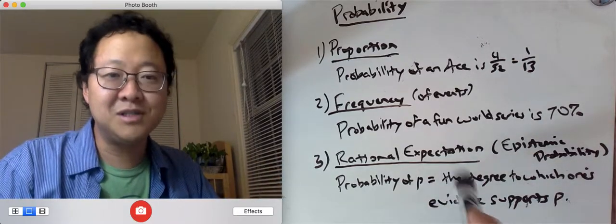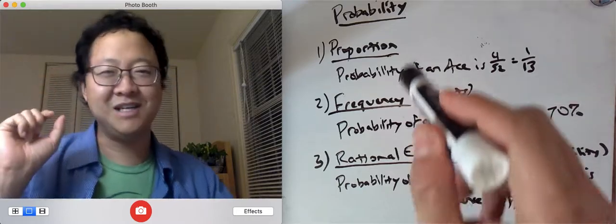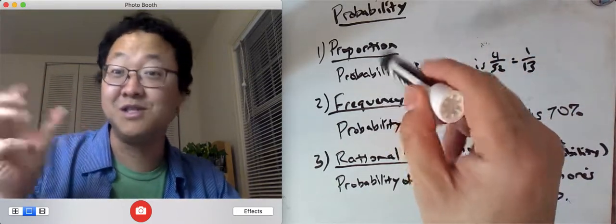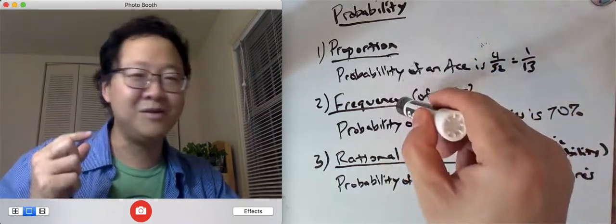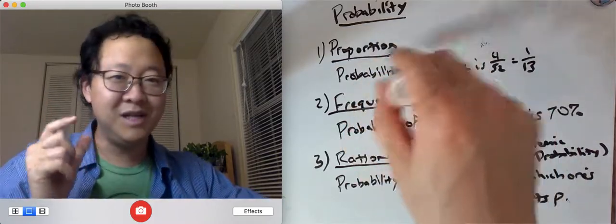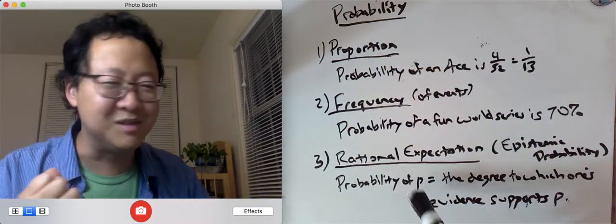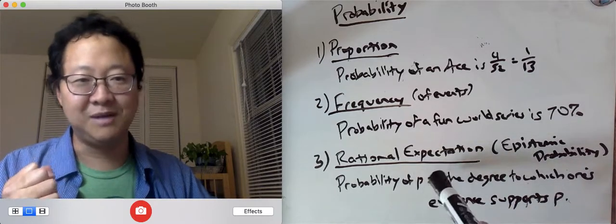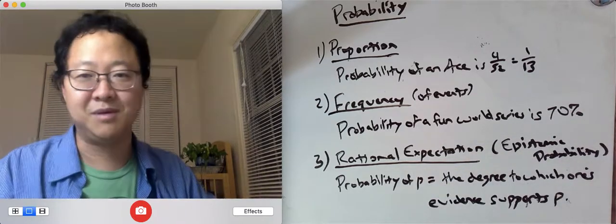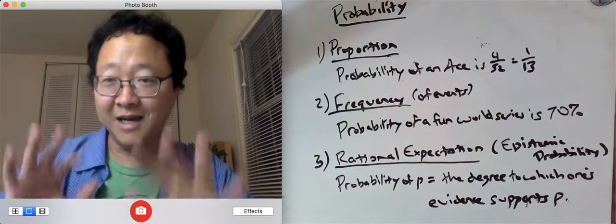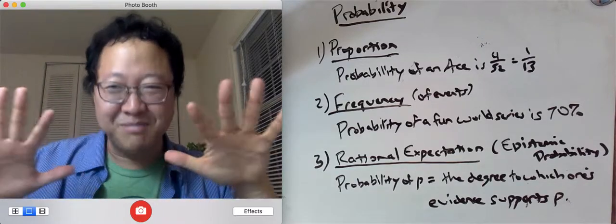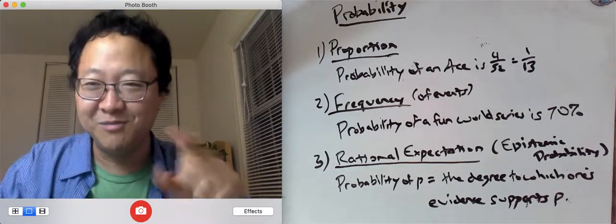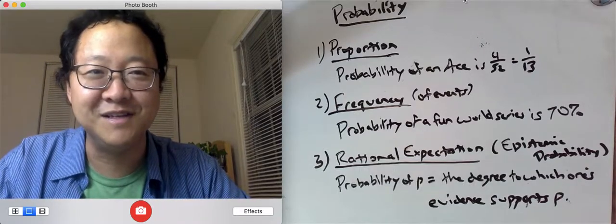So this is how we'll understand probability in this class. Although it's good to know that proportion and frequency are relevant because proportion and frequency can be types of evidence. So these two can actually be subsumed under rational expectation, also called epistemic probability. Okay, so with that, just a very big picture introduction to probability, we'll move forward to a definition of inductive forcefulness.